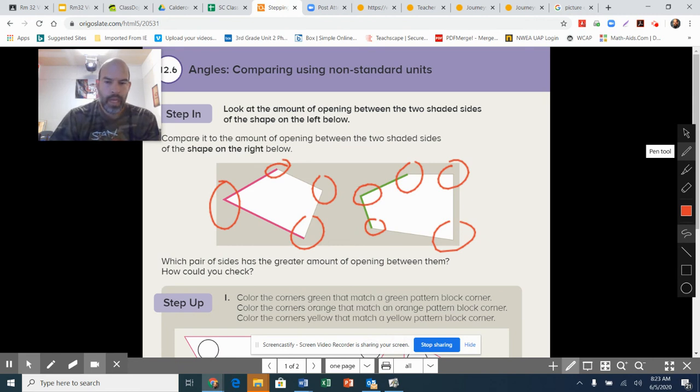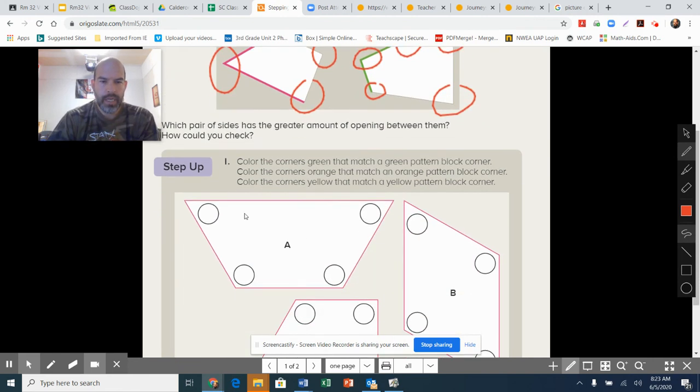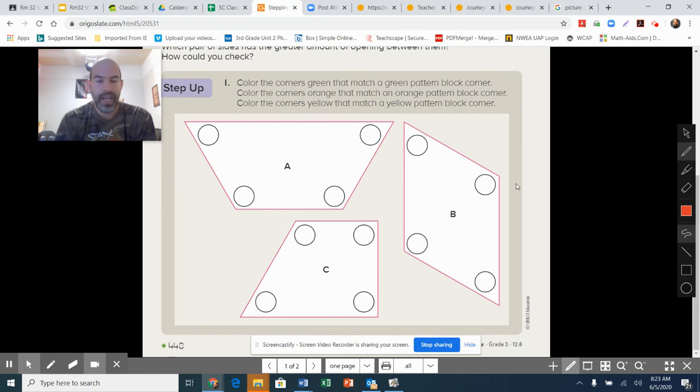Now, right here, it says color the corner green that matches a green pattern block corner. Color the corner orange that matches an orange pattern block corner. Color the corners yellow that match a yellow pattern block corner. Sorry guys, it's too early in the morning. I apologize. So you're going to go ahead and get your colors here and follow that, all right?